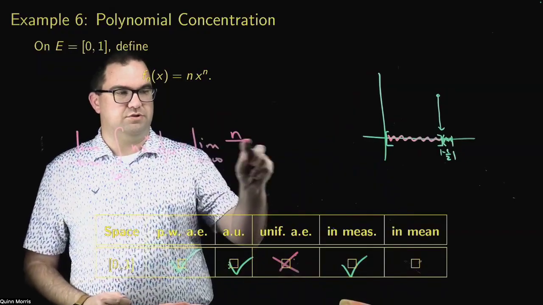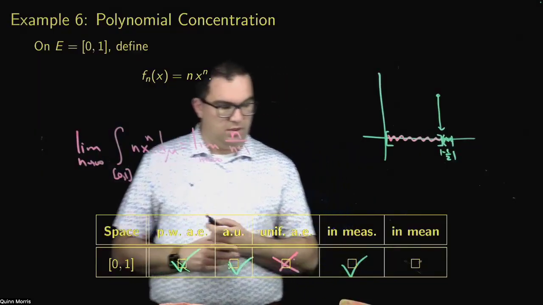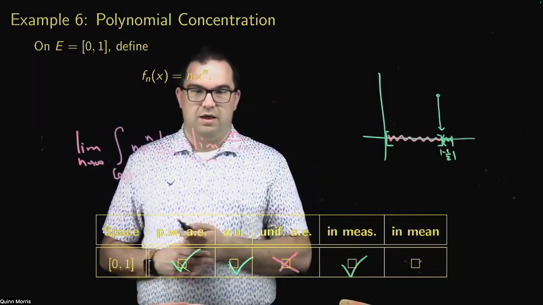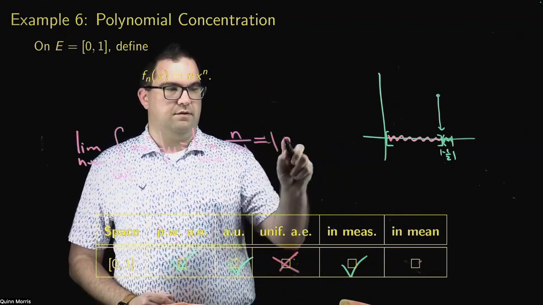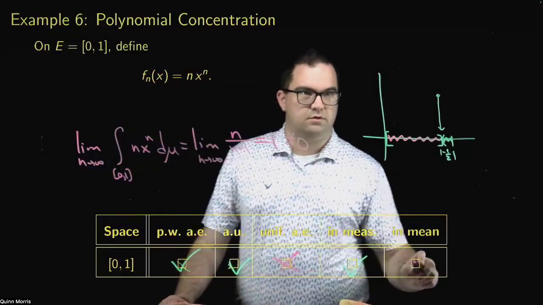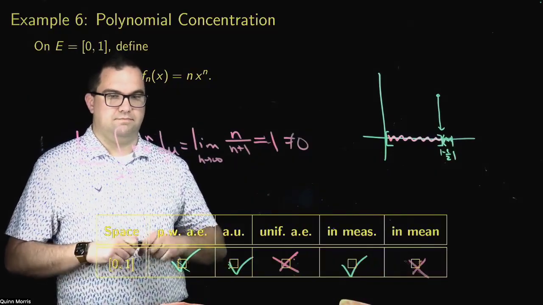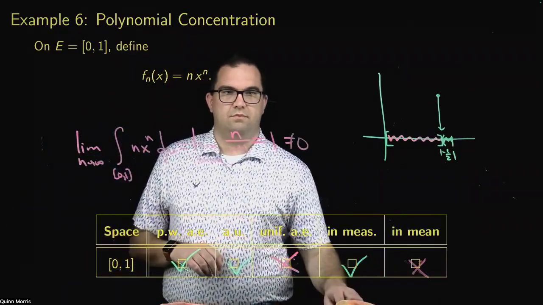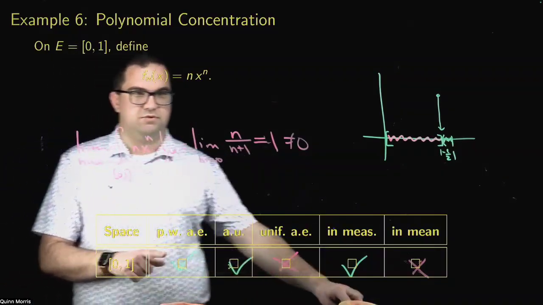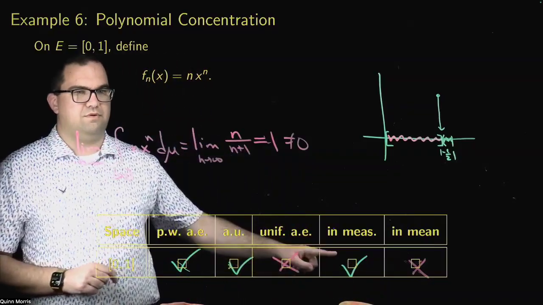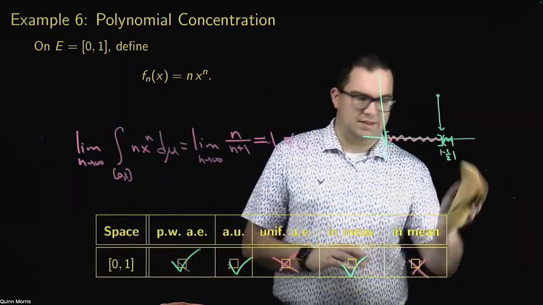But if you do this directly, you just get that the value is n over n plus 1, which as n goes to infinity goes to 1, right? And that's not 0. So you fail to get convergence in mean. Okay. So again, we see some splits here. We've got some piecewise, almost uniform. We've got in measure, but not in mean.